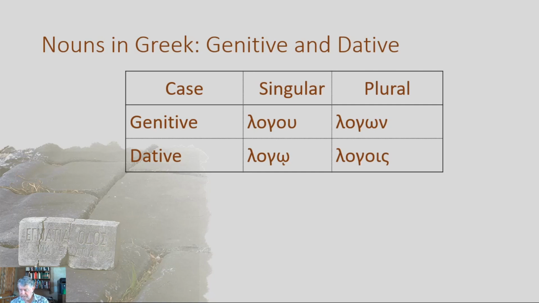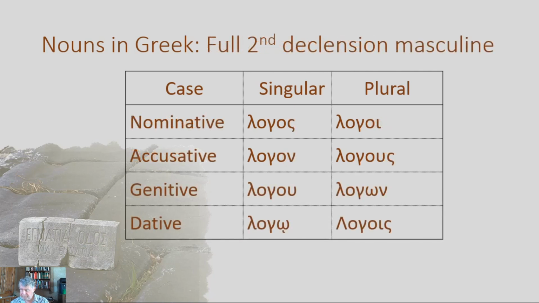The genitive, so this is the word, we're using logos, the word. So of the word, logu, of the words, logon, to the word, logo, with this little iota underneath, but you can't hear it, and to the words, logois. And so, in fact, the full noun structure is here. And that's what Duff is asking you to learn. That's what you need to learn. You'll see I've given the title here, the full second declension masculine.